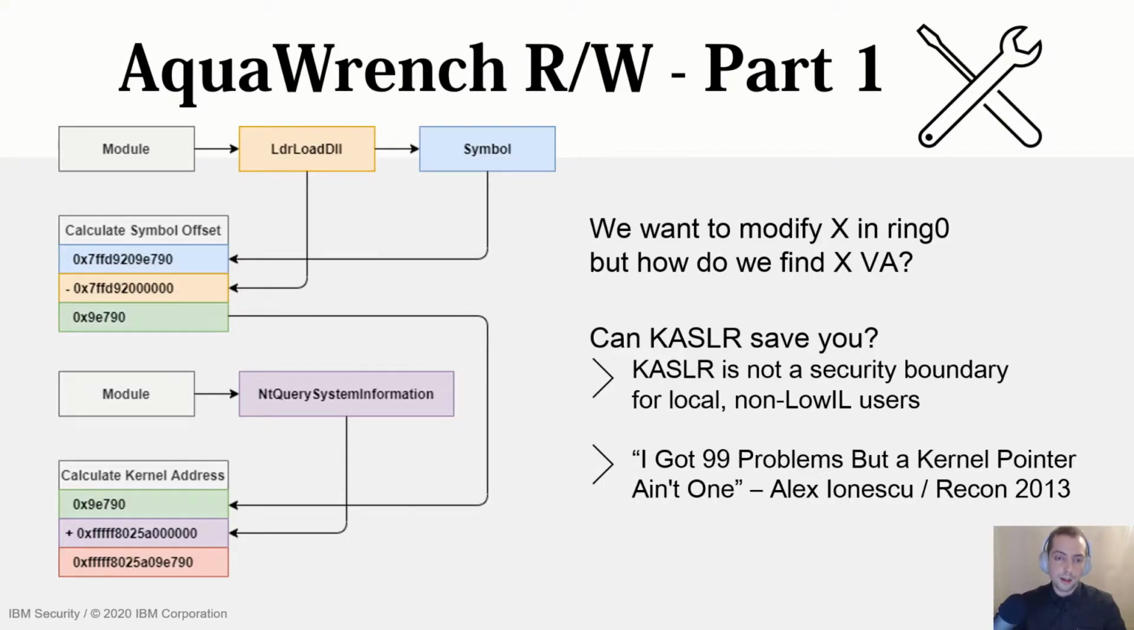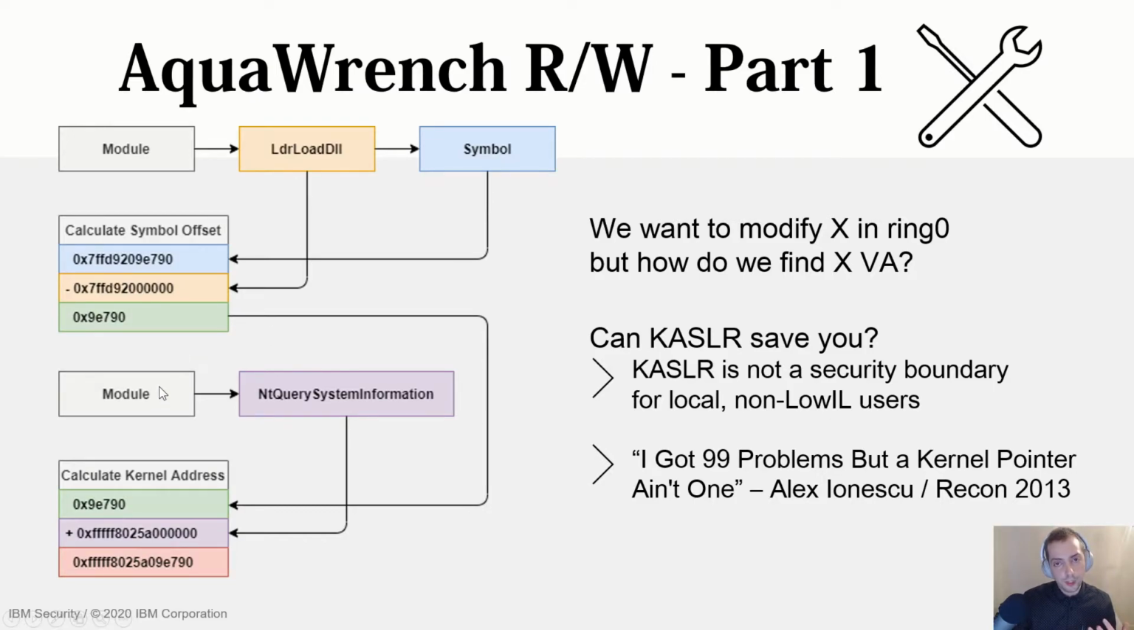We can load this module with LdrLoadDll or LoadLibrary if you want. Then you can see this yellow block here, LdrLoadDll. Once that succeeds, it will give us back the base address of where that module is loaded within our process. You can see that address here in this yellow block, 7FFD9200000, whatever. So that gives us the base address.